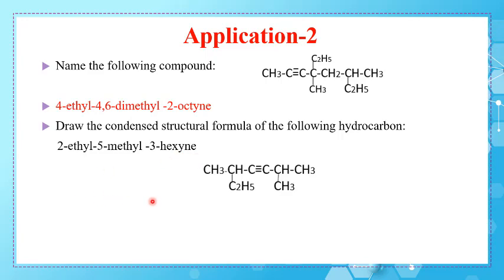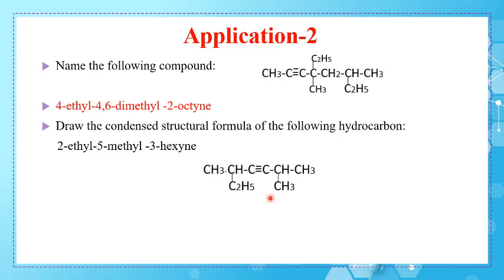Draw the condensed structural formula of the following hydrocarbon: 2-ethyl-5-methyl-3-hexyne. First, we start by hexane and we put 6 carbon atoms. Then we put the triple bond on the third carbon atom, and we have 2-ethyl, so on the second carbon atom we put ethyl, and on the fifth carbon atom we put methyl.